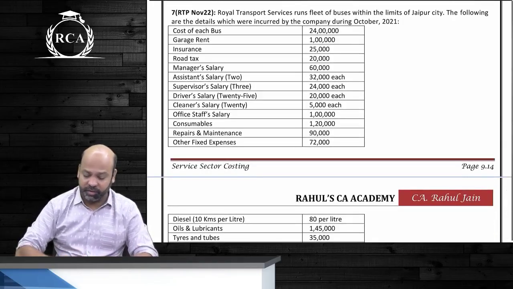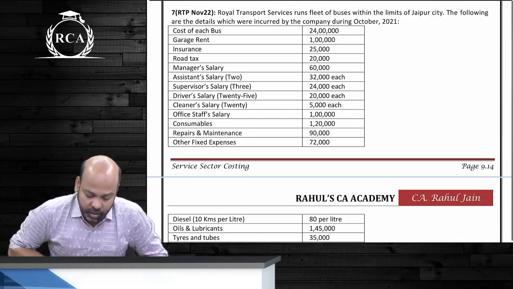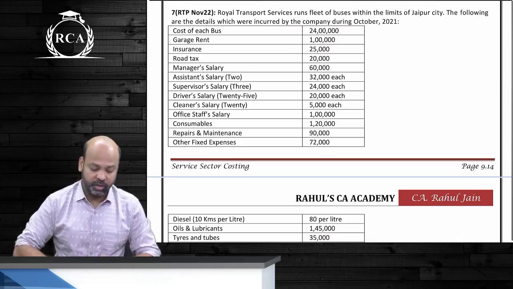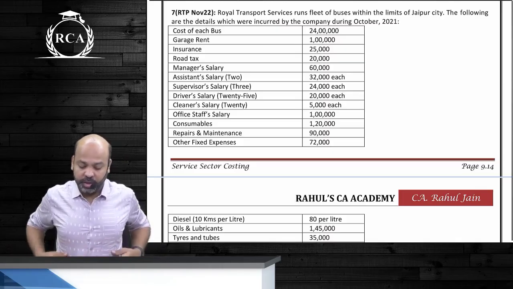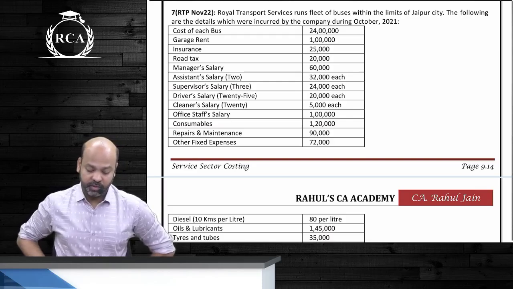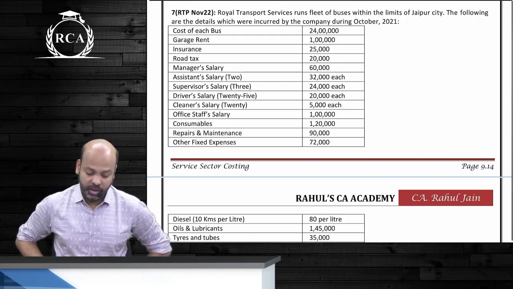7th question, guys. Royal Transport Services runs a fleet of buses within the limits of Jaipur city. The following are the details which were incurred by the company during October 2021. Each bus is costing us 24 lakhs. Garage rent is 1 lakh.